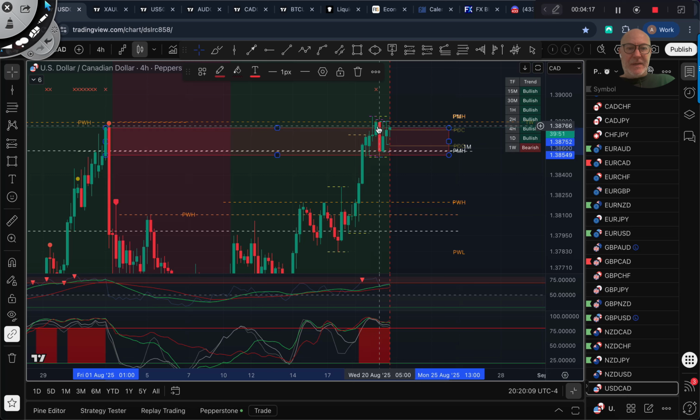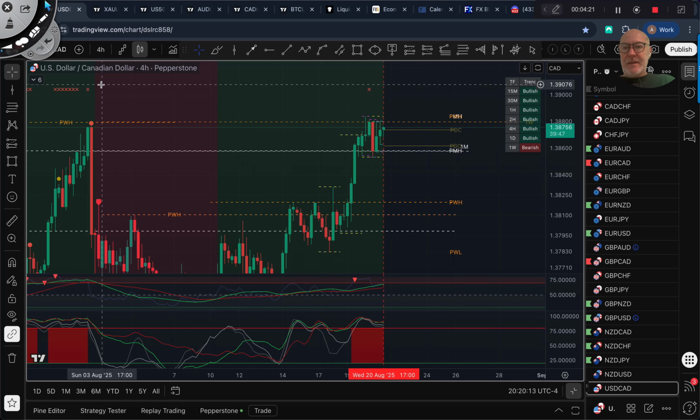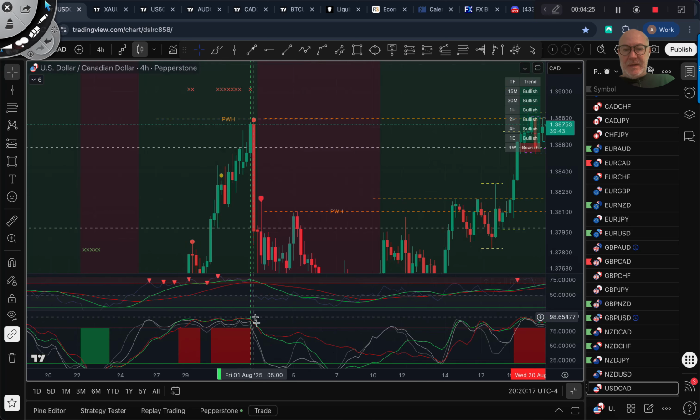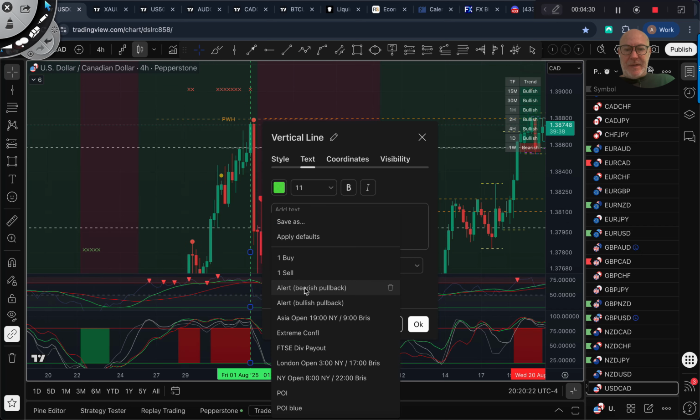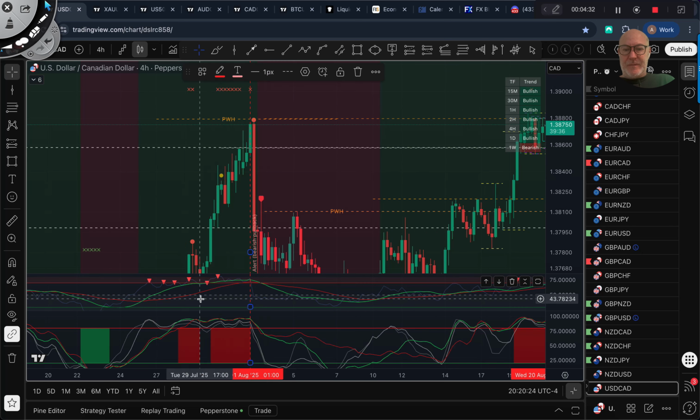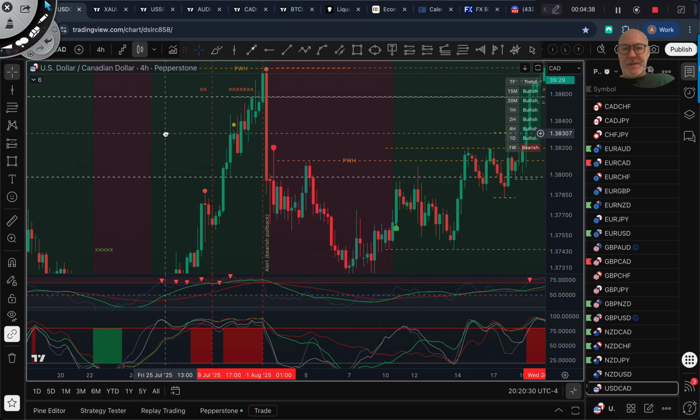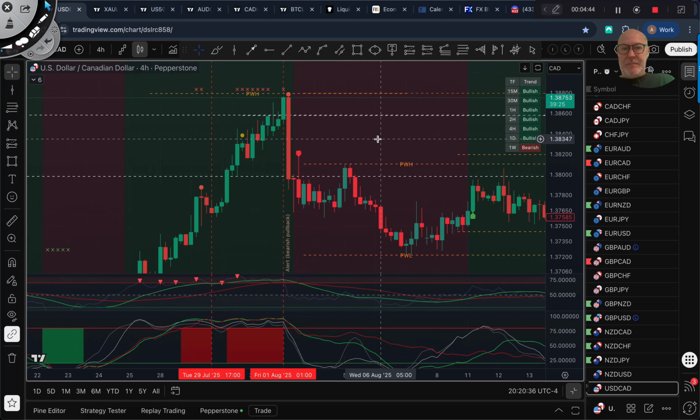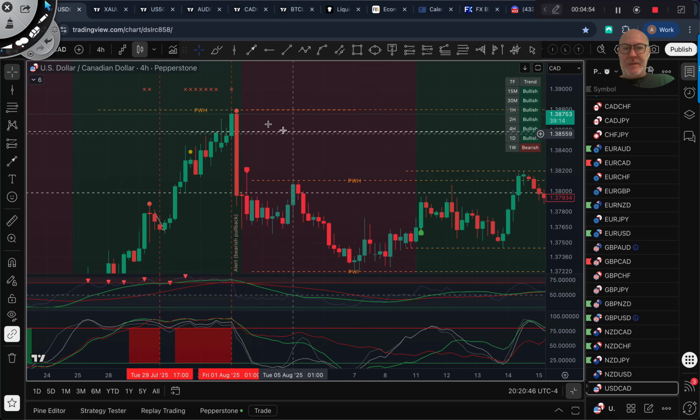You can see how it's reacting around this level. Have a look at this here. Okay, this red signal. Okay, alert bearish pullback. And we had one back here as well. So let's just have a look at these. All right, sometimes it's not a significant pullback. So this one didn't really deliver much of an outcome, but this one did.